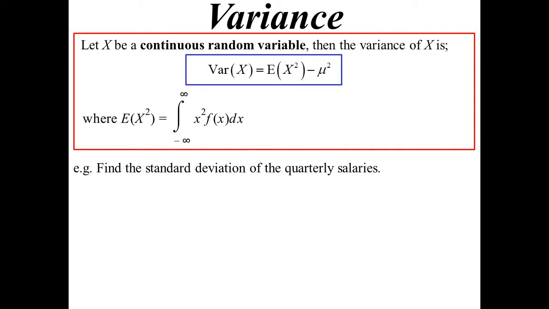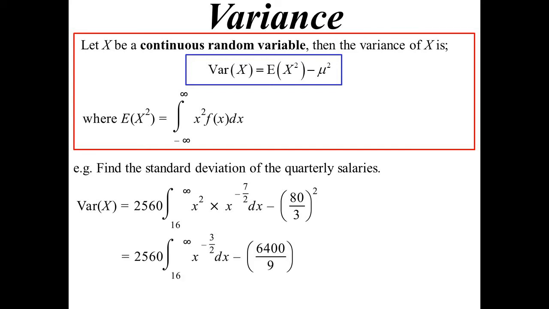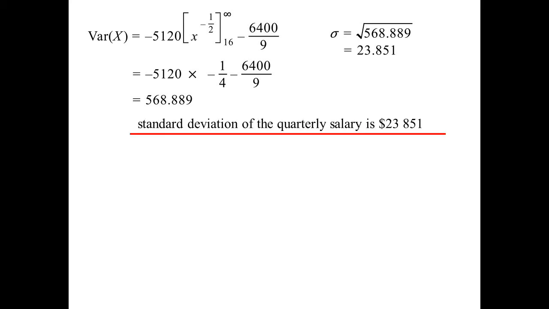So let's find the standard deviation. To do that, we have to find the variance. So it'll be that integral minus what we found the average to be, which was 80 on 3. And eventually, 568.889. To find the deviation, we find the square root of that, 23.851. So our standard deviation is $23,851.